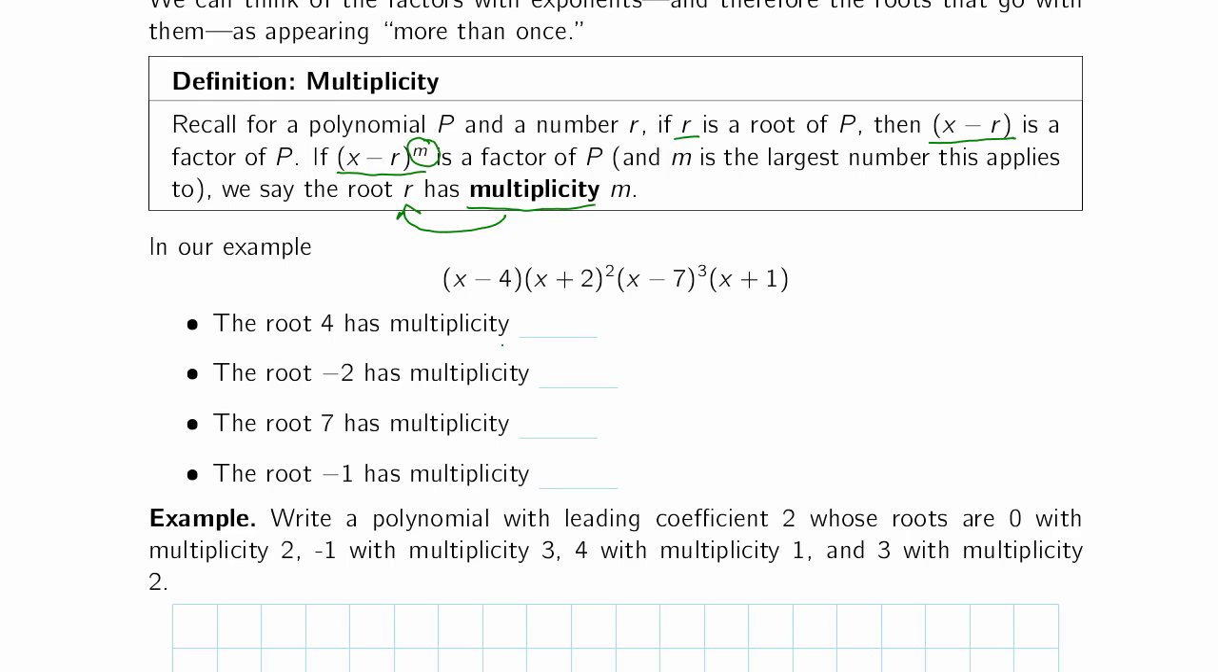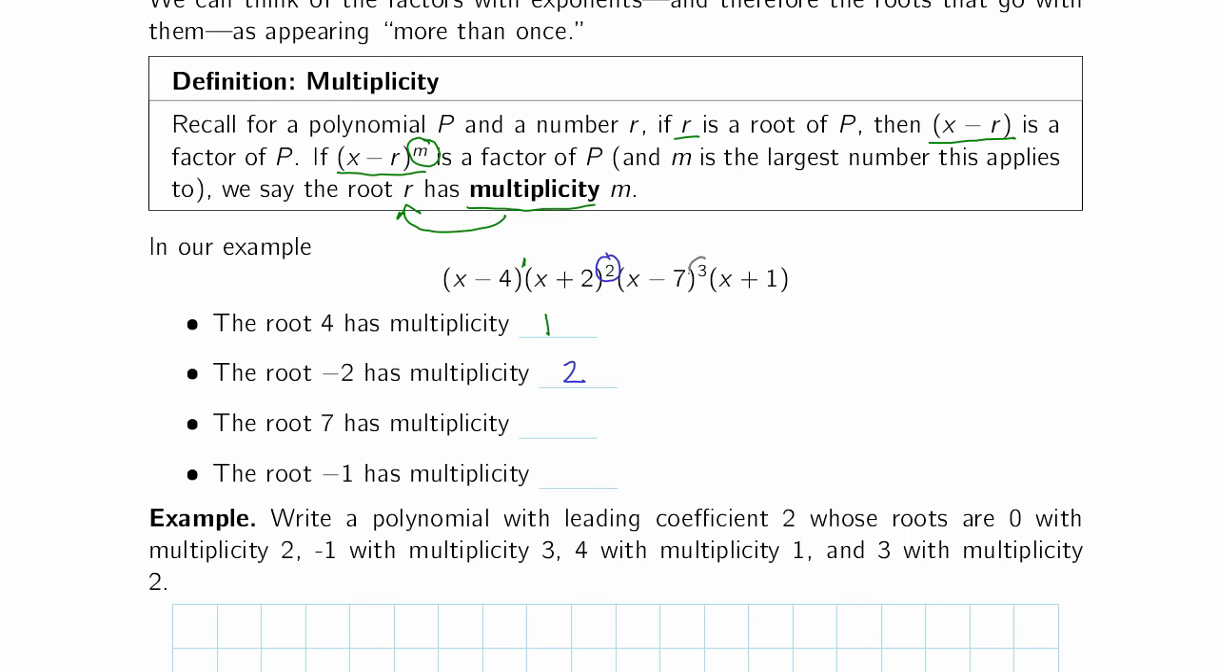So this note about m being the largest number this applies to, that means if we have a whole bunch of x minus 5s, we have to put them all together. So if we have a power of x minus r, we call that power the multiplicity of the root r. In our example, we have x minus 4 to the first power, so the root 4 has multiplicity 1. We have x plus 2 to the second power, so the root negative 2 has multiplicity 2.